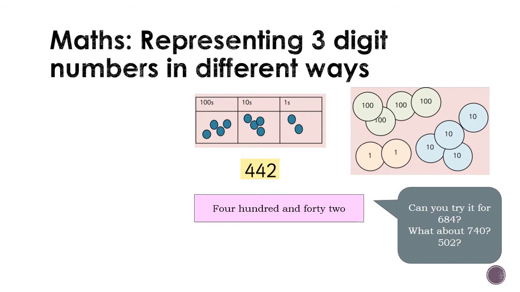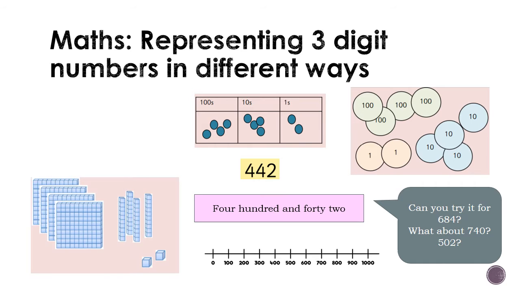You may decide that a way to represent it is to practice writing that number in words, so that is another way to show it. You might think I'm going to try and show it on a number line, so using a number line that looks a bit like this, try to estimate roughly where 442 would be placed on that number line. Sometimes people find that a bit tricky, so that's one to practice.